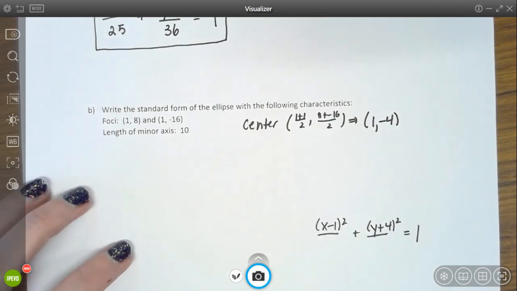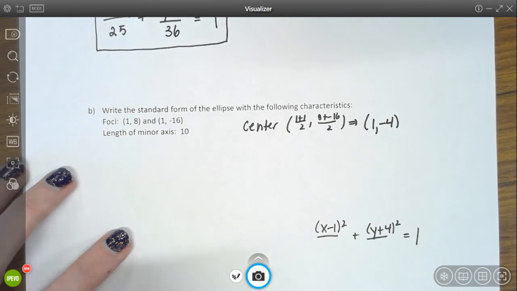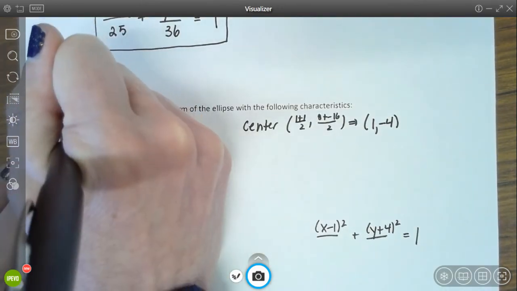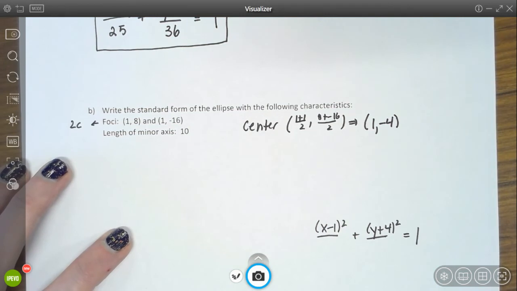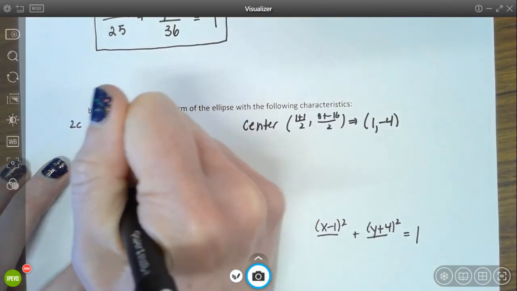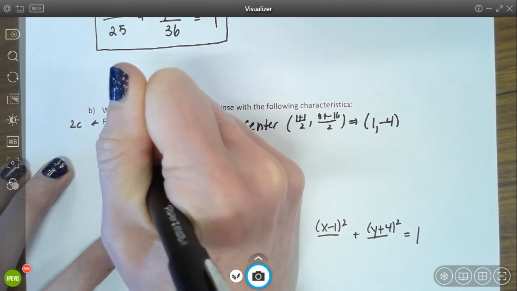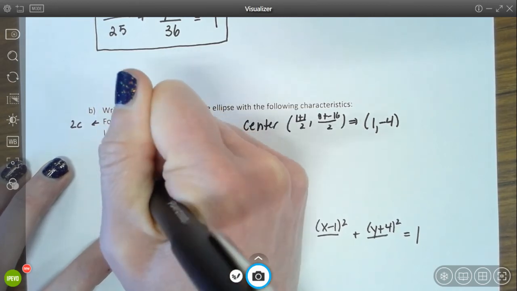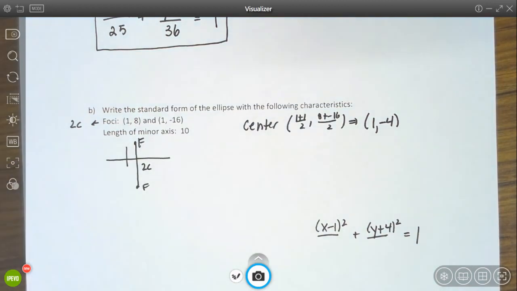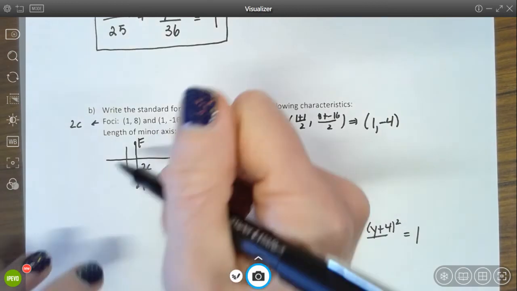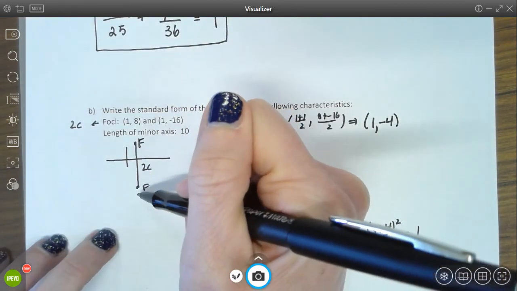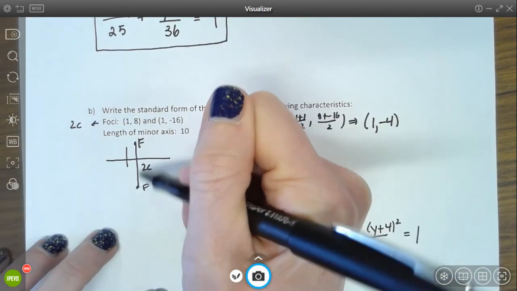Okay, so that's good. Now, when I get the distance between my foci, that's going to give me the value for 2c. Because again, from the center to each focus point is c units. So from one focus point to the other is 2c. So let's do a quick sketch of our two focus points, at (1, 8) and at (1, -16). The distance from one point to the other is 2c. And if I'm moving up and down from focus to focus, again, they lie on my major axis.